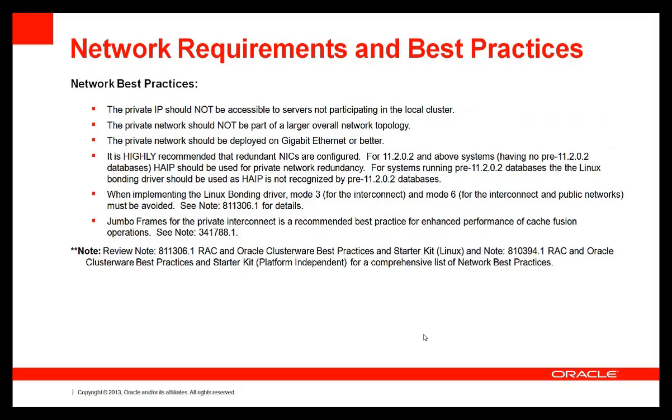Keep a simple, larger network topology. Private networks should be deployed on gigabit Ethernet or better. Why are we emphasizing these 3 points? For the fact that latency is a big factor in the overall performance of the database. So to ensure the lowest latency possible, we recommend keeping the private network as simplistic as possible. It is highly recommended that redundant NICs are configured.